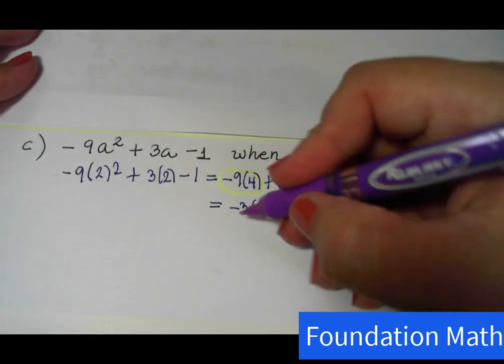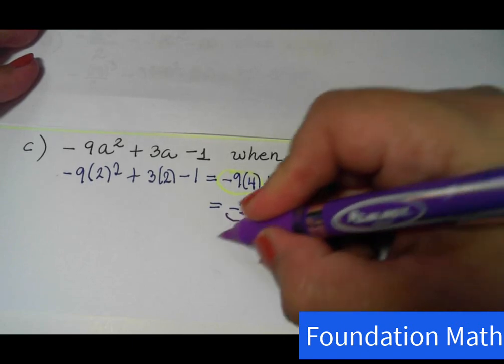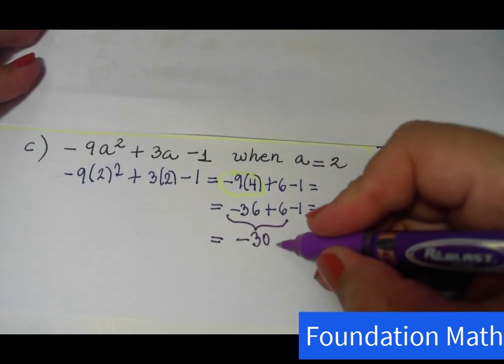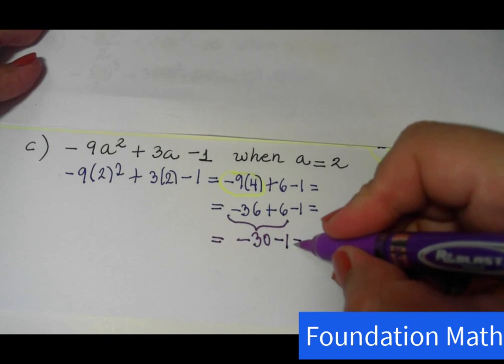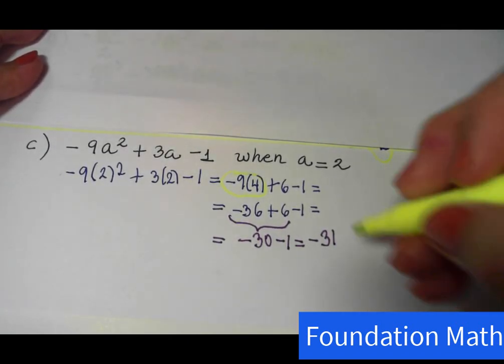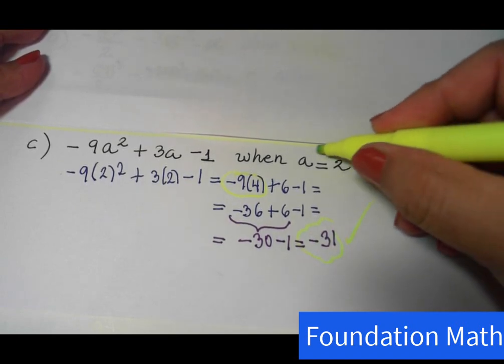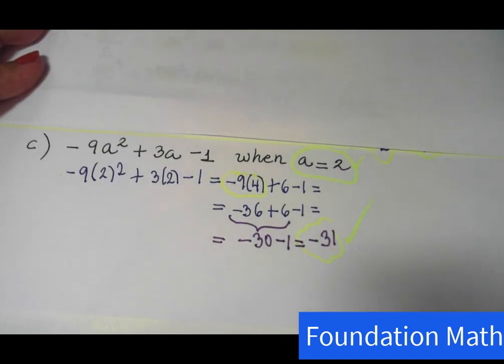Now you have to be careful. Negative 36 plus 6 is negative 30. Negative 30 minus 1, you have to add, is equal to negative 31. So this is the final value of the expression when the value of a is equal to the number 2. That's very easy, guys.